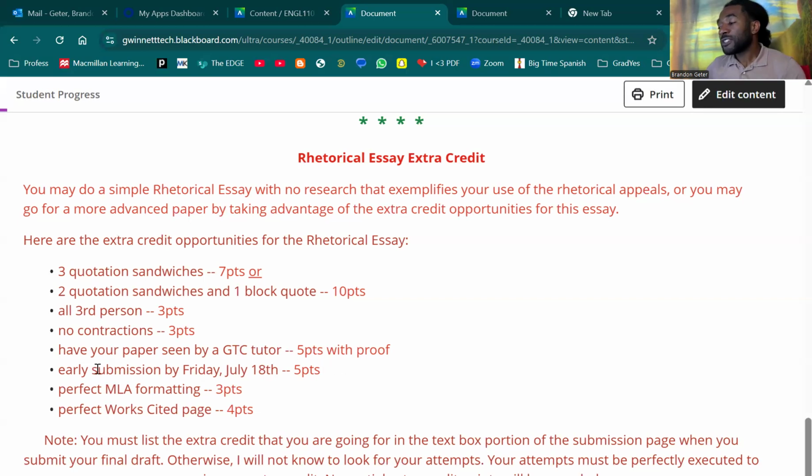Early submission. If you submit your paper by Friday, July 18th, you'll get 5 extra credit points. I like to throw that in there because it gives me some time to grade some papers ahead of some papers, so I don't have a big pile of papers to grade. So do that if you can. Perfect MLA formatting. If you're confident that you can do perfect MLA formatting, go for it. Get 3 extra credit points for that. And a perfect works cited page. You can only get the perfect works cited page if you cite something in your paper. And that's worth 4 points.